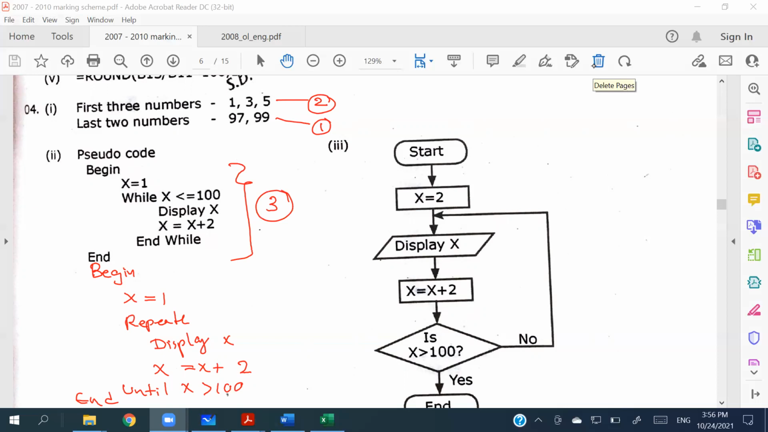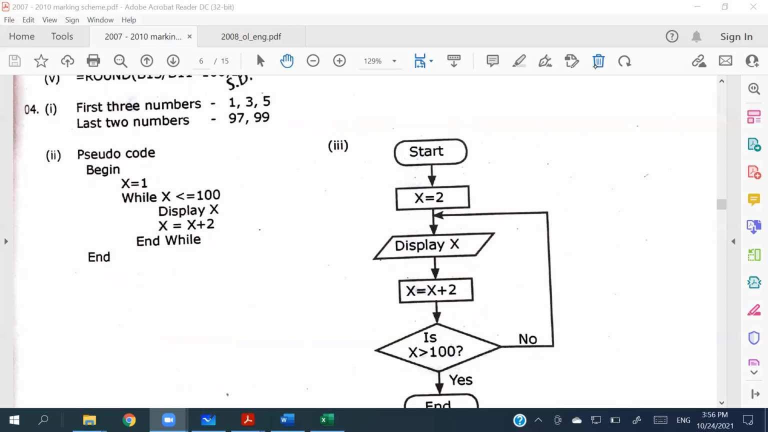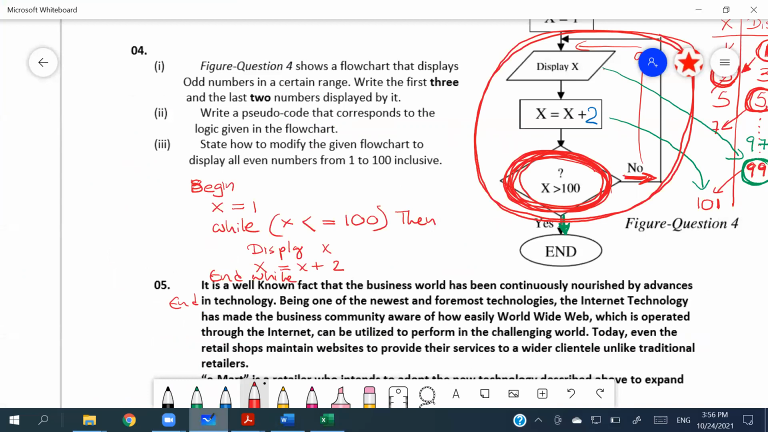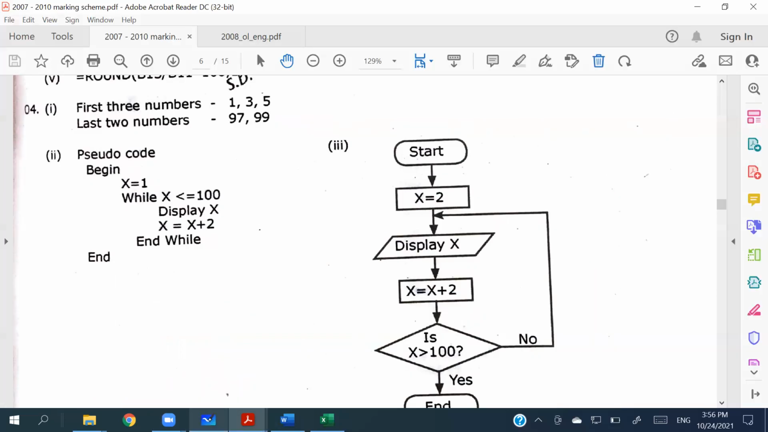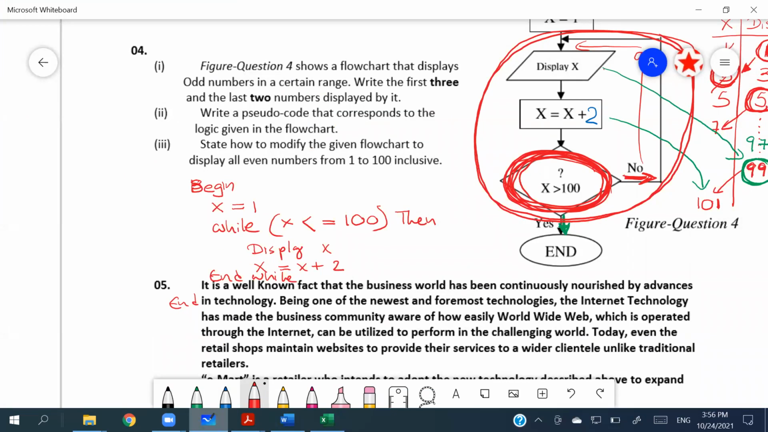Let me clear this and put it on the whiteboard so it will be easier. For the first 3 inputs, you are going to take 2 marks. Last 2 inputs, you are going to take 1 mark. Pseudocode, you are going to take 3 marks. And for the flow chart, you are going to take 4 marks.